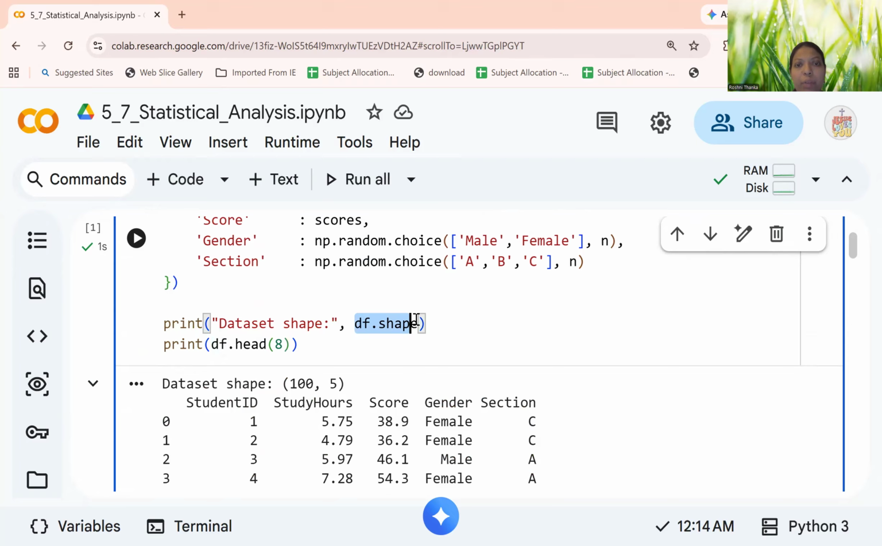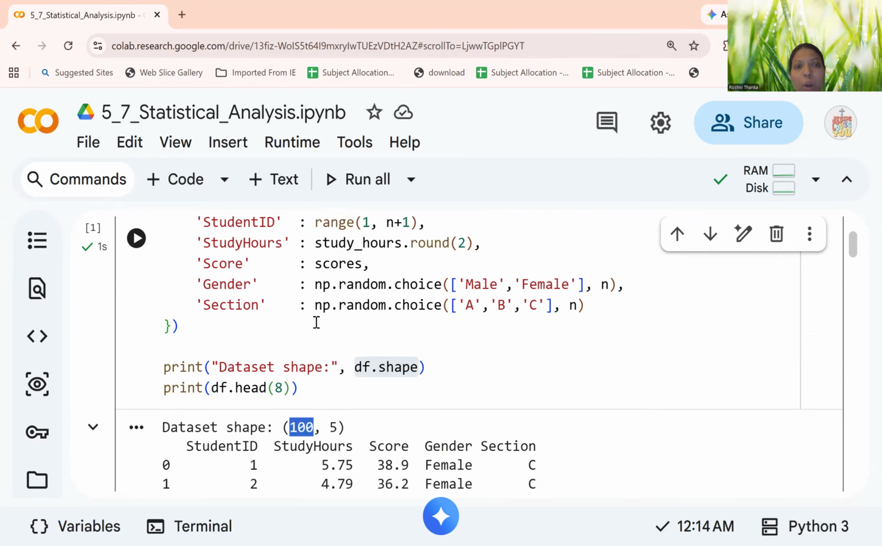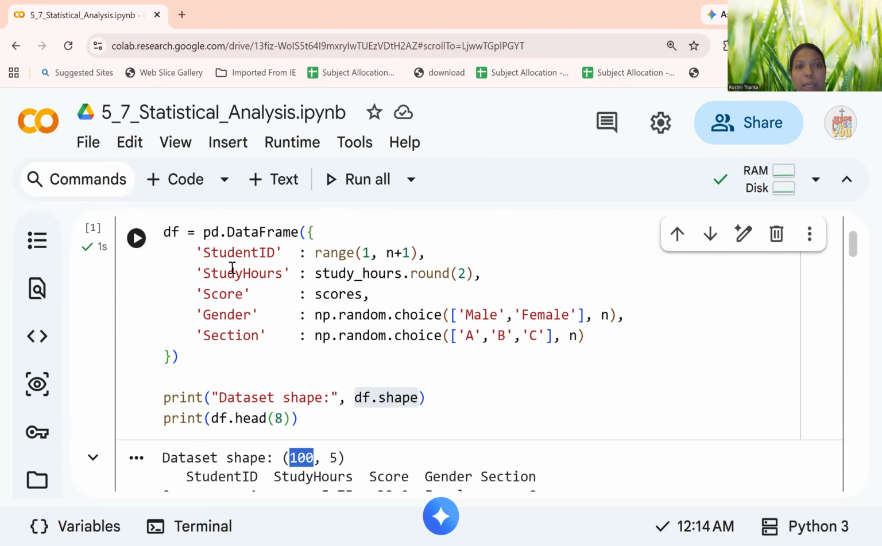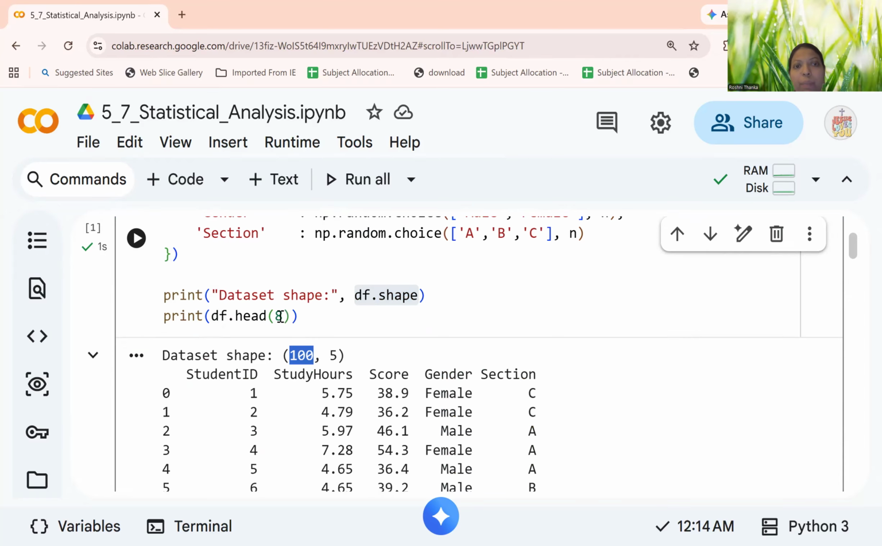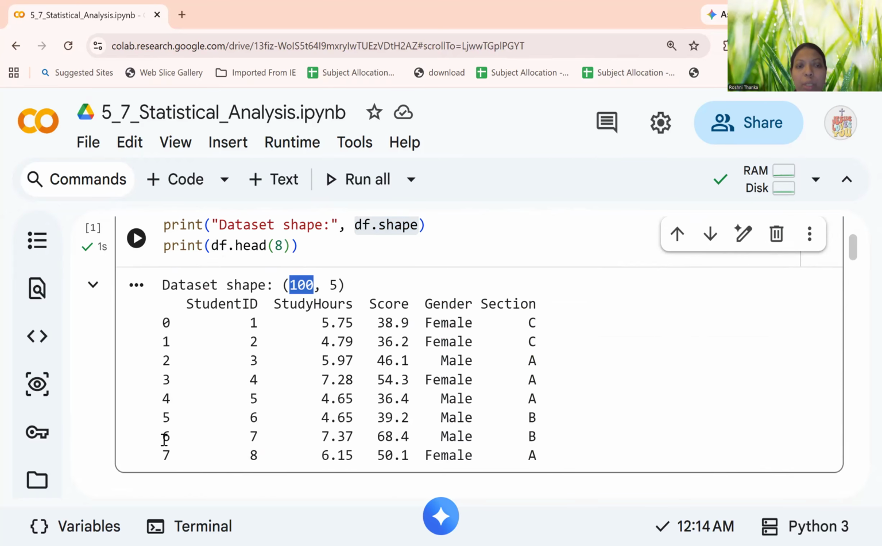So df.shape will give the number of rows and columns. The total number of rows is 100 and columns is 5. What are they? Student ID, study hours, score, gender, and section. So those are the 5 columns. df.head of 8 means it will display the first 8 rows. That is what head is. So 0 to 7, totally 8 rows, are displayed.